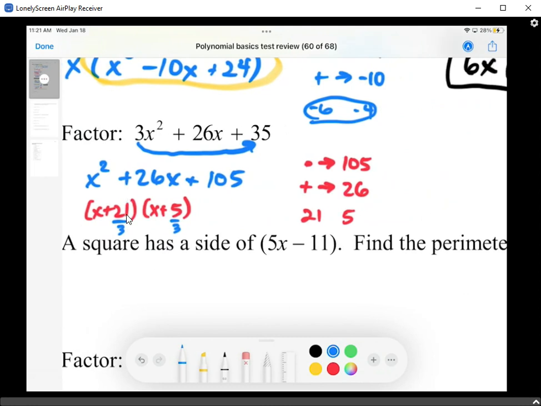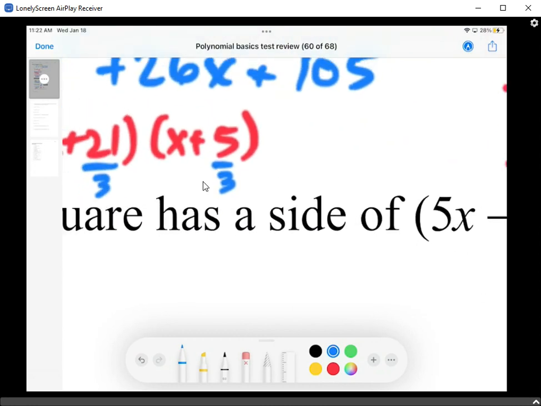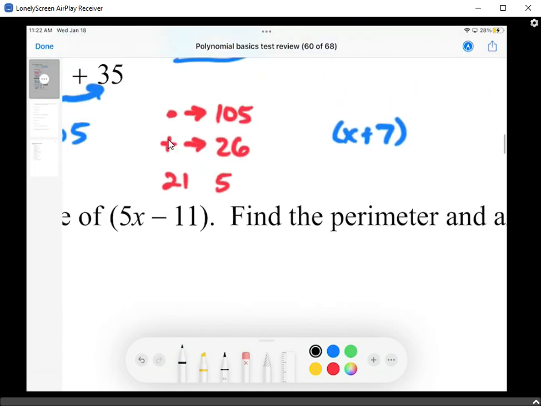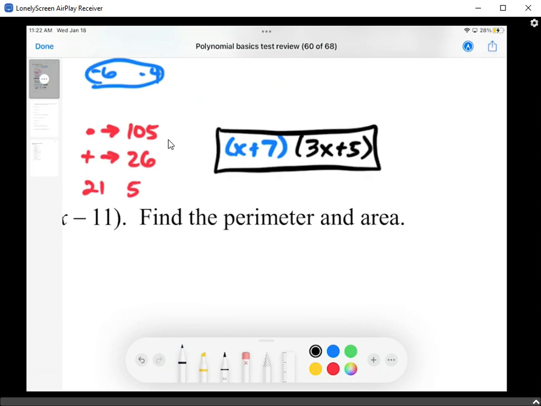That first one, when you divide 21 by 3, gives us x plus 7, okay? But this second one does not divide evenly. 5 over 3 does not divide evenly. So what do I do? I take my 3 and I plop it right back up here. I slide it right back in front of the x, and I turn that second factor into 3x plus 5. And there's my answer right there.